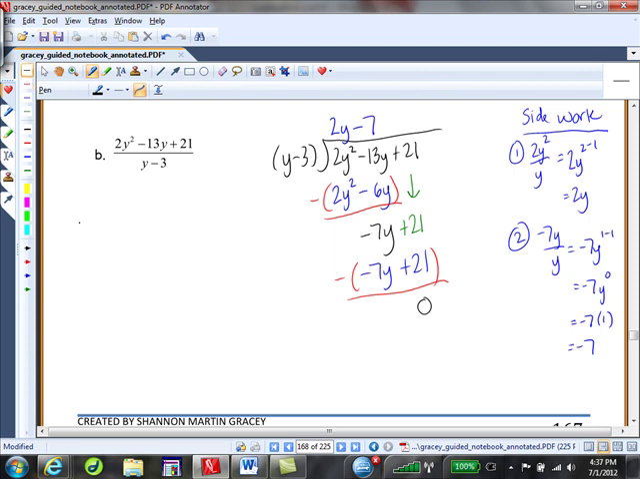So what we have found out is that 2y squared minus 13y plus 21 divided by the quantity y minus 3 is equal to 2y minus 7. And we're done.